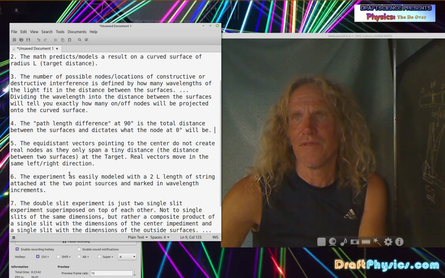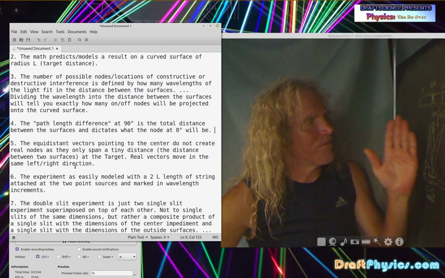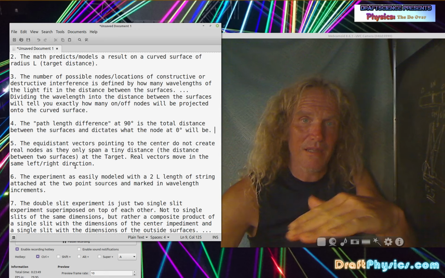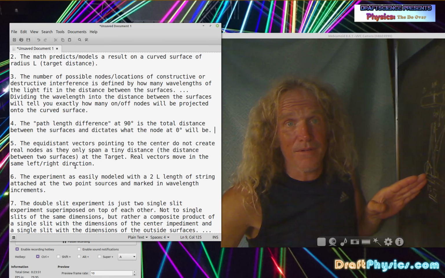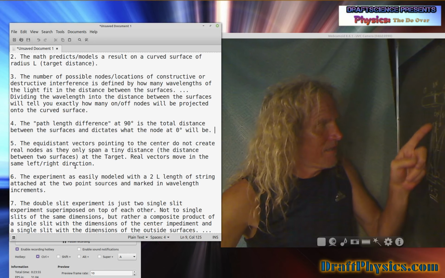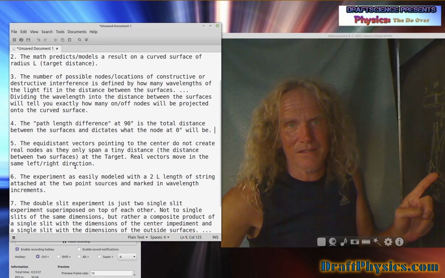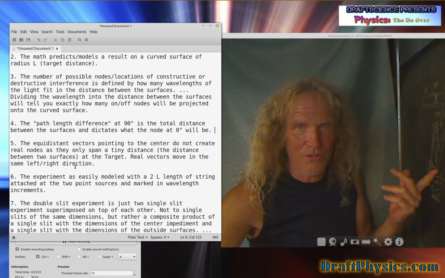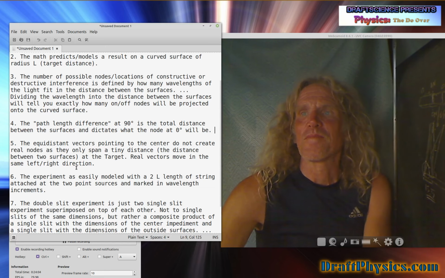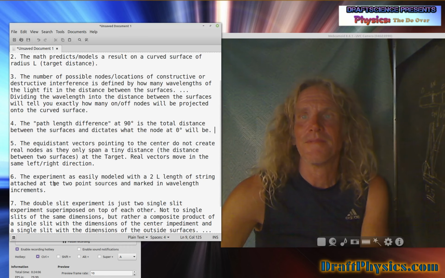Real vectors move in the same left-right direction. So the real vectors are created by two lines going the same way. That's how you get the path length difference. You have to create the true hypotenuse. See, two lines going equidistant, they both can't be hypotenuses. There's no hypotenuse, so therefore there's no path length difference.